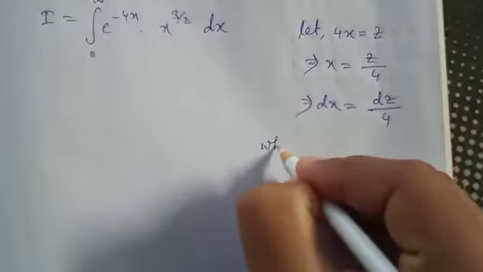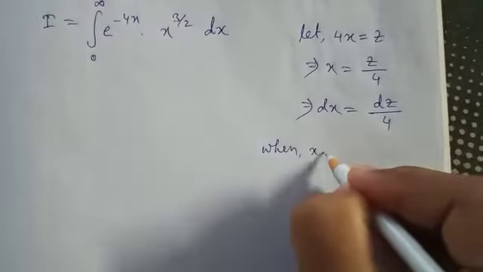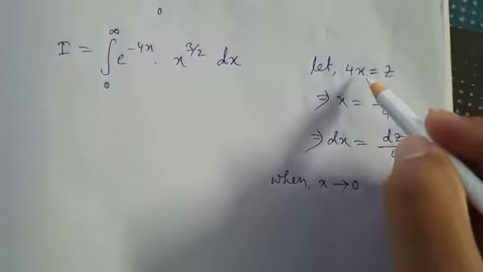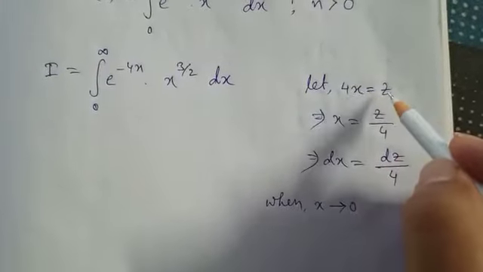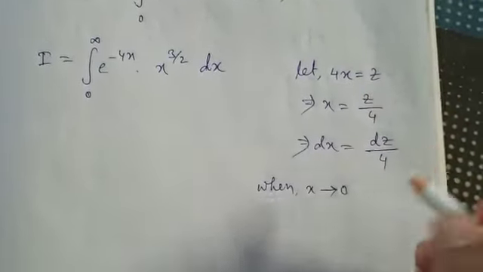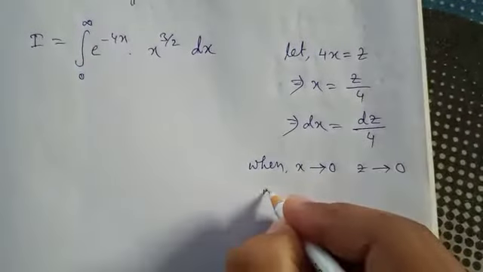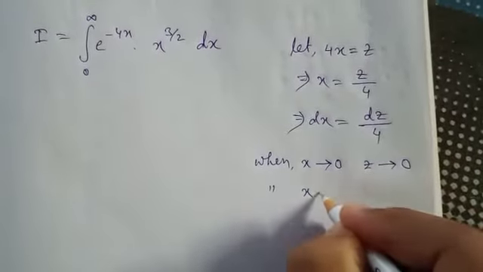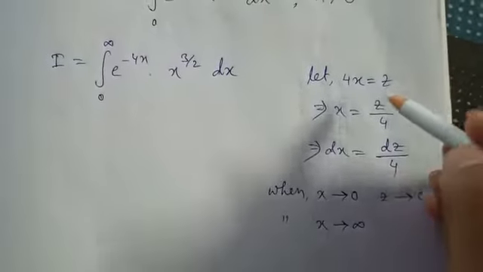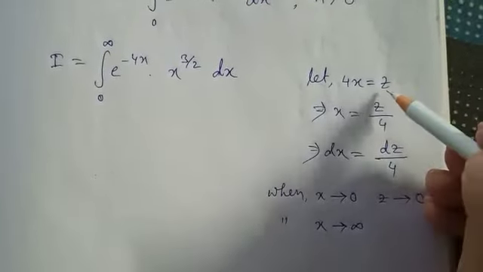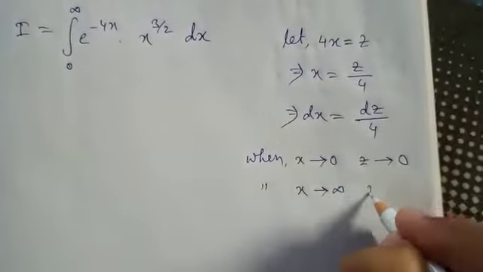Now when x tends to 0, then z is equal to 0, z tends to 0, and when x tends to infinity, then z also tends to infinity.